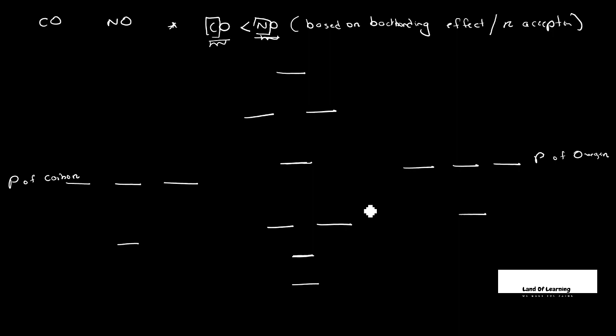That's why I didn't say anything when I drew it. If you don't have a good idea about molecular orbital diagrams, I'll put the video on this screen. You need to look at it before you come into this particular explanation. Okay, now what's the difference between the carbonyls and nitrosyls?